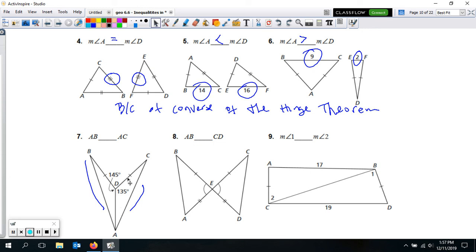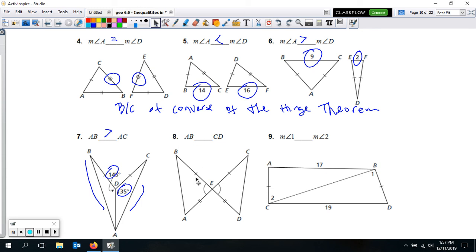So there are 2 sides here, and so we can use this Hinge theorem, or the converse of the Hinge theorem. Again, we're looking for the opposite. Opposite of AB is angle D, which is 145 degrees. So we're looking at that number. Opposite of AC is also angle D on this side. That's the 135 number. So since 145 is greater than 135, that means AB is greater than AC. So it should be greater than on that one. AB is greater than AC.